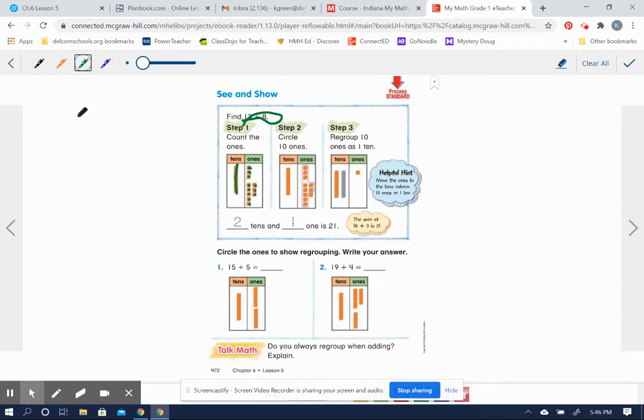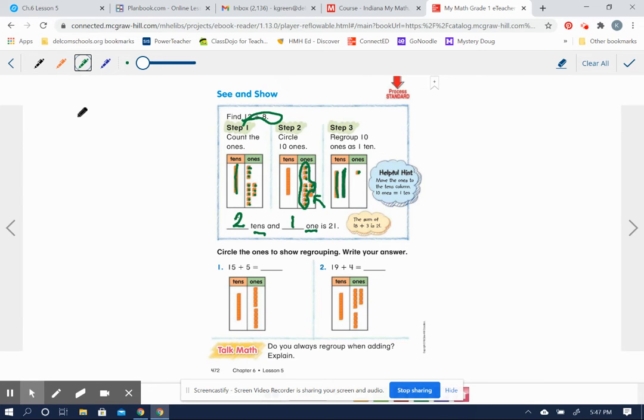So the first thing we need to do is count the ones and circle 10 of them. Here's 1, 2, 3, 4, 5, 6, 7, 8, 9, 10. So we're going to circle these right here. Okay, so that makes an extra 10, and that's what this is right here, the extra 10. And there's only one that's left over. So now that we've regrouped those 10 ones and made it into a stick of 10, the answer is 2 tens and 1 one.